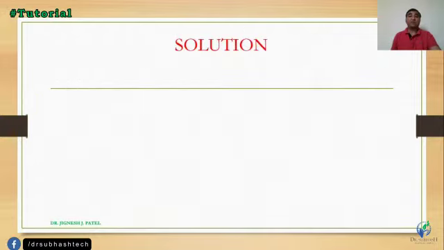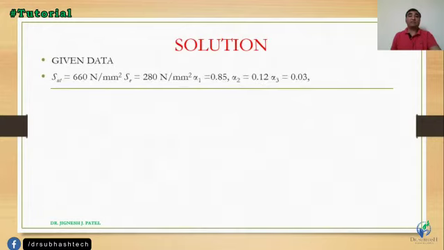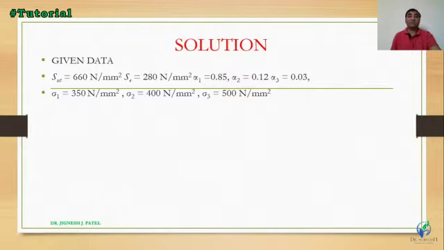This example is solved in three different steps. First, the given data: ultimate stress is 660 Newton per mm square, endurance limit is 280 Newton per mm square, alpha 1, the time fraction for the first cycle, is 0.85, alpha 2 is 0.12, and alpha 3 is 0.03. Stress cycle: sigma 1 is 350 Newton per mm square, sigma 2 is 400 Newton per mm square, sigma 3 is 500 Newton per mm square. Now the first step, construction of the S-N diagram.